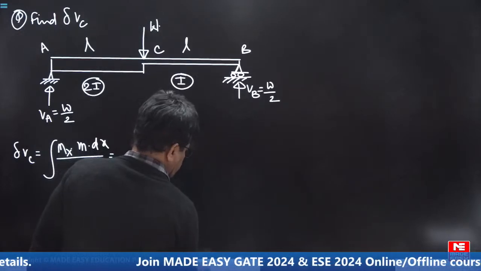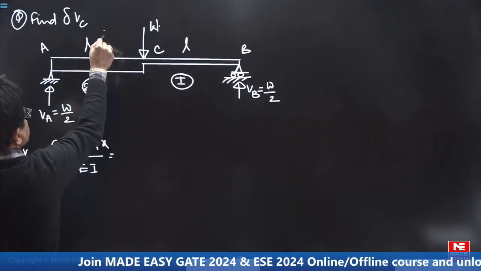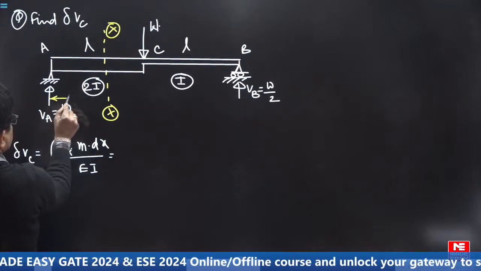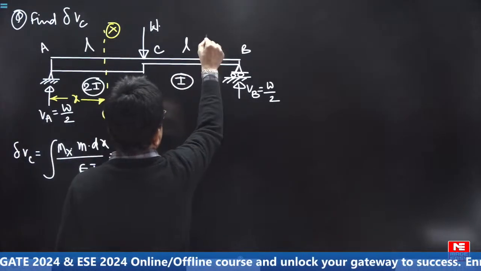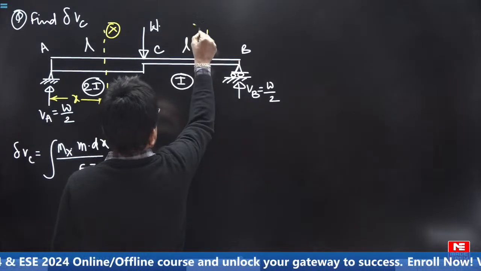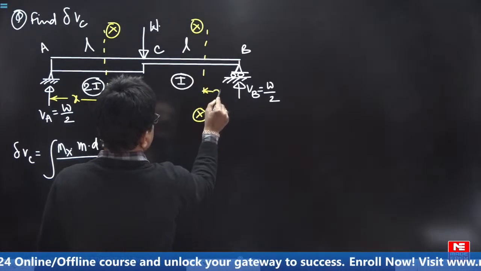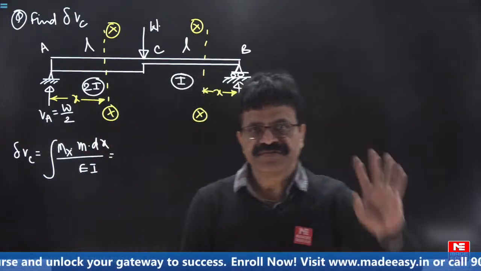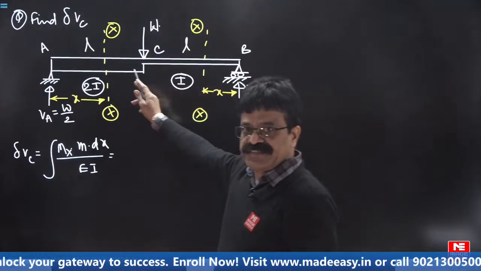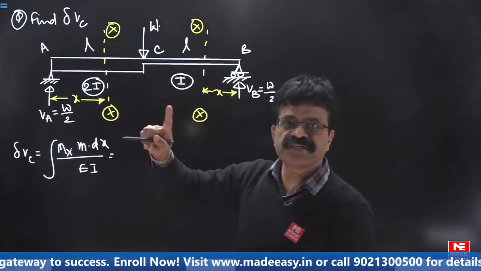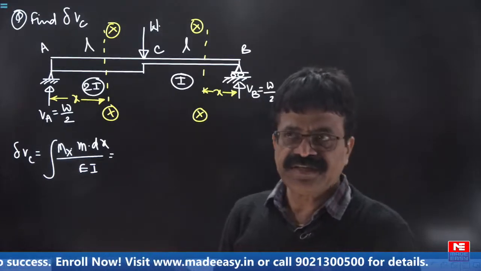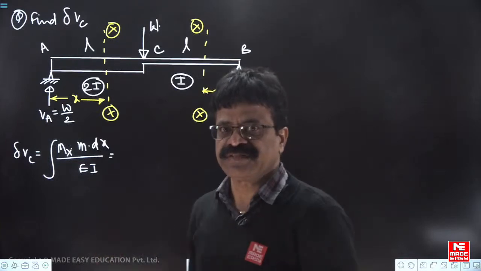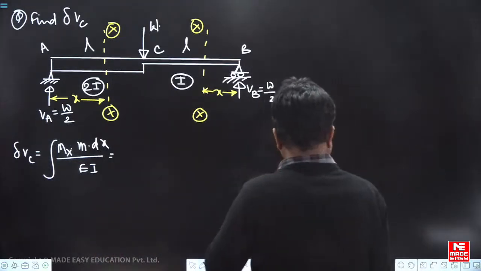Now, for M, you can take a section XX here at a distance of x, and also here at a section XX at a distance of x. Only two segments; strain energy in only two segments we are finding. Here the strain energy is stored due to bending moment. Frames also have strain energy due to bending moment. But in the truss problem, the strain energy is due to axial loading. That is the only difference.